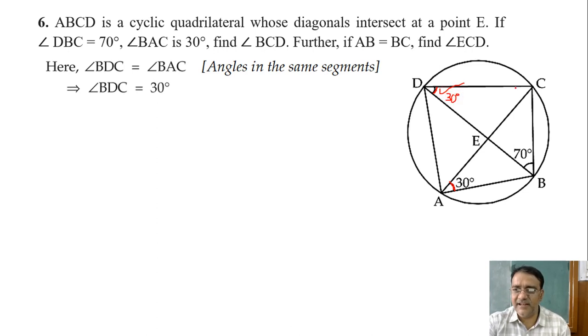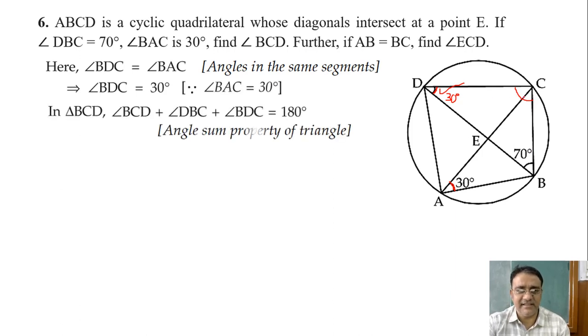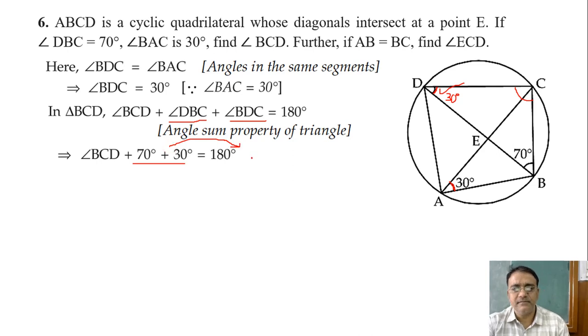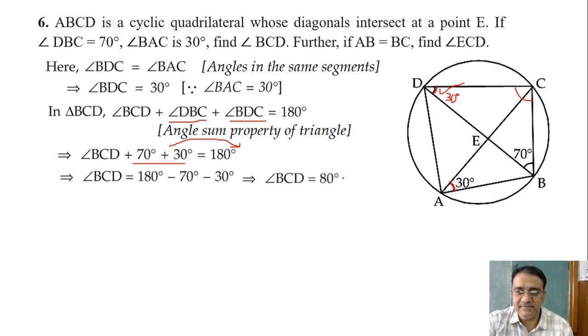Now you can find the value of this angle by using the angle sum property of a triangle, this triangle. So in this triangle, the sum of these three angles is equal to 180 degrees, angle sum property of triangle. Now substitute the value of DBC 70 degrees, BDC 30 degrees. So 70 plus 30 is 100 degrees. Shift it here or directly shift and then subtract. So we'll get 80 degrees. Right? Any doubt? No, sir. So we got this first part answered.